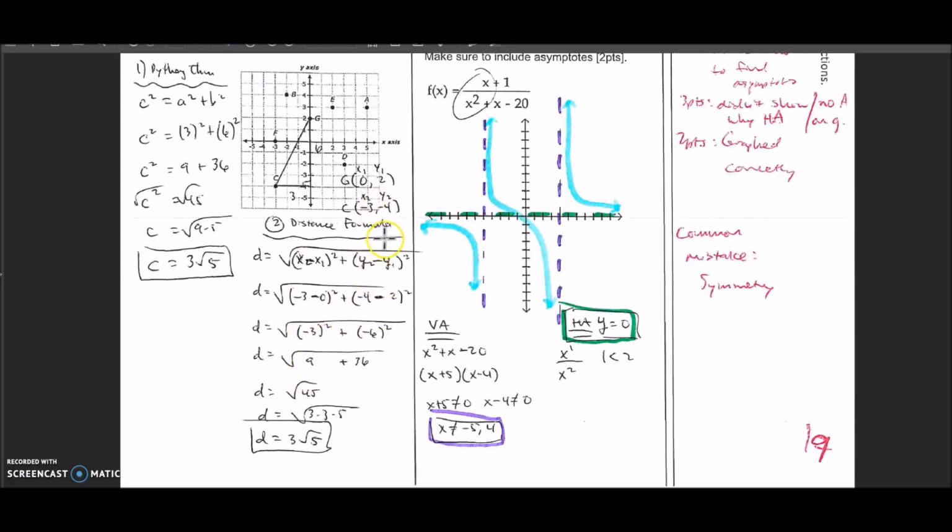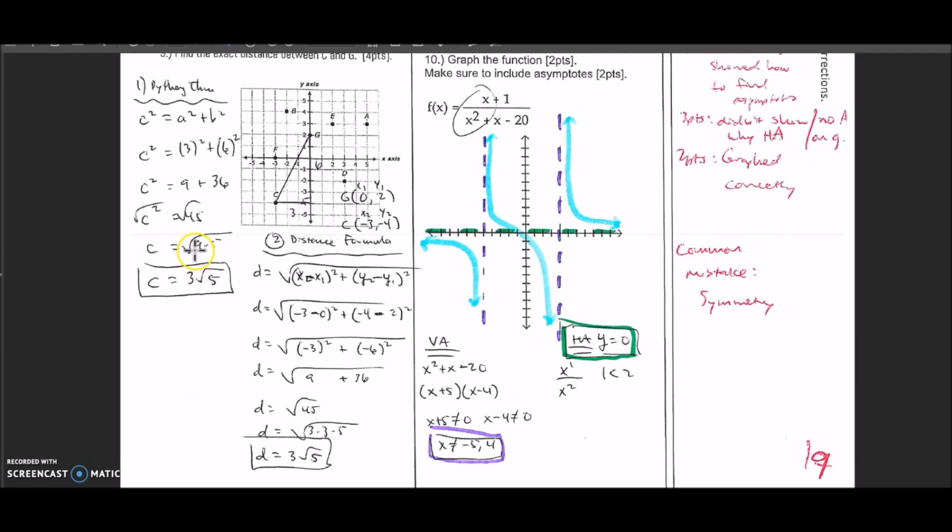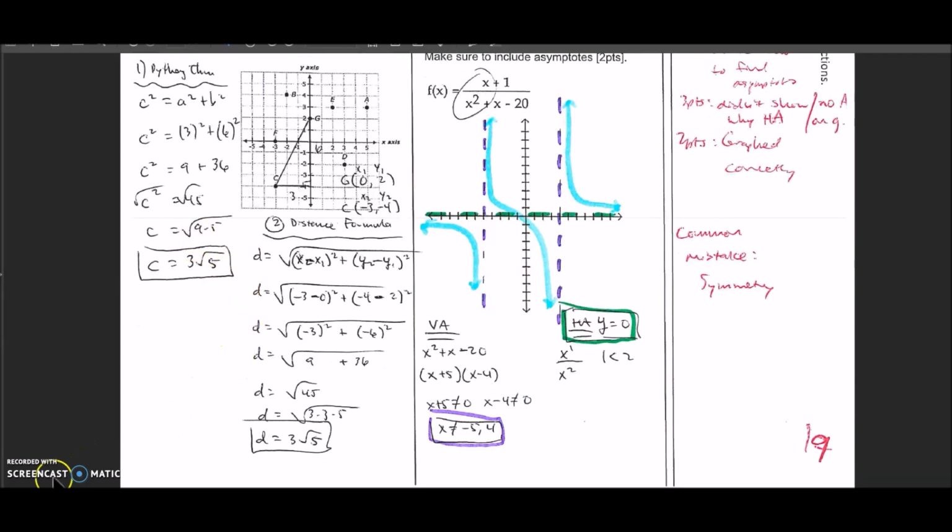The second ordered pair is -4, and the first one is 2. So -4 minus 2 is -6. -6 squared is 36, and you get the same thing. You lost a point if you either put it in decimals or again put it as radical 45.